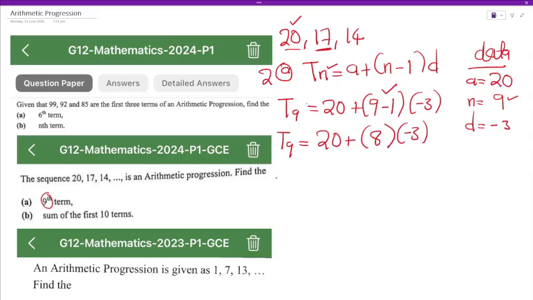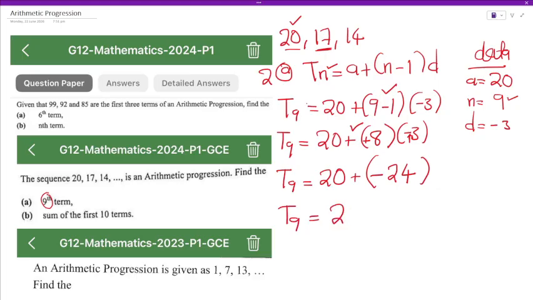Negative 3. Close. Term number 9 will therefore be equal to 20 plus. You bring down this plus, and then you're going to multiply. Positive times this negative here is a negative. So you put that in brackets. And then 8 times 3, that should be 24. Okay, 8 times 2 is 16. 16 plus 8, that's 24. So we have 24 there, meaning T9 is going to be equal to 20.